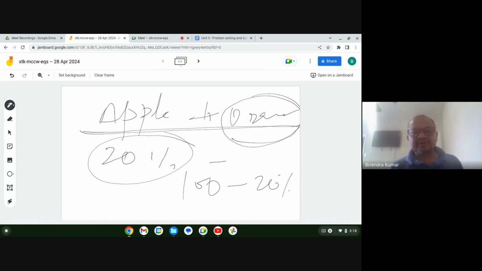So complementary percentage is like, you know the percentage of one of the elements in a mixture, and the other one is 100 minus that percent. That's all.